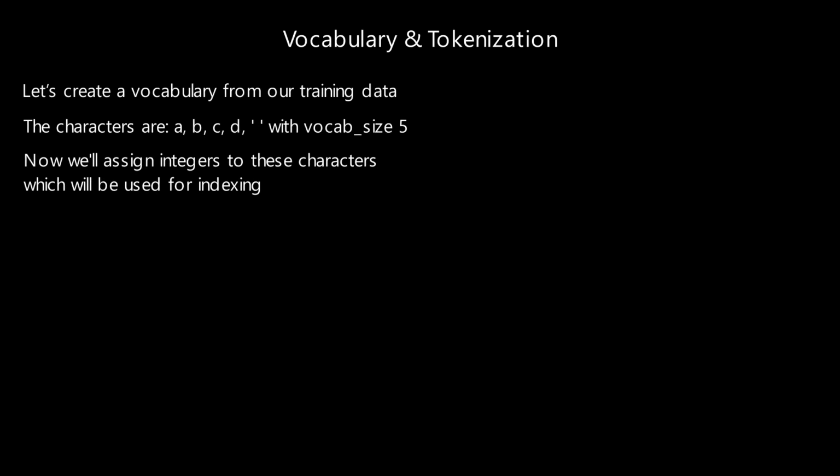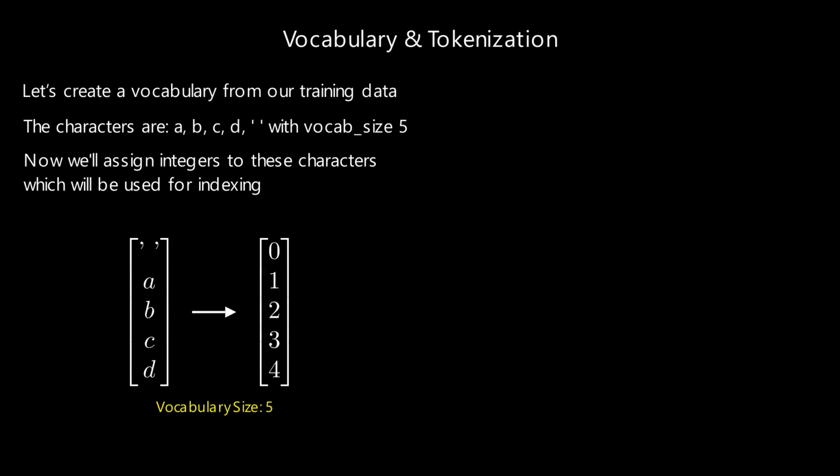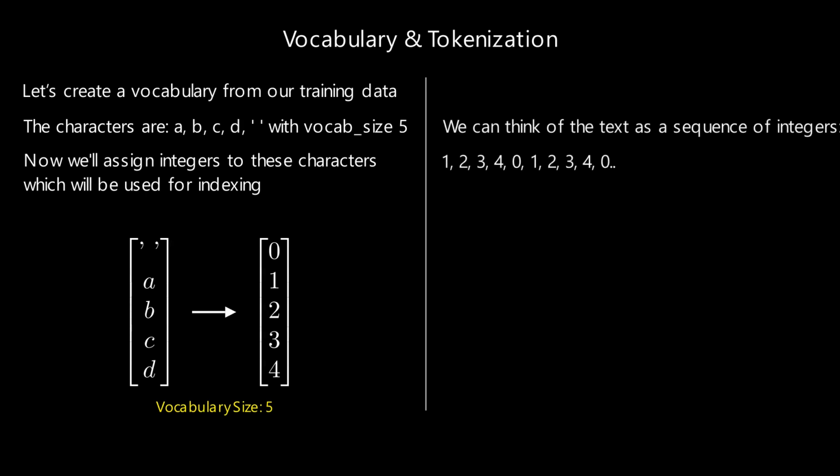From our training data, characters like A, B, C, D, and space, we first create a vocabulary. Computers don't understand these characters directly. Their world is made of numbers. So we assign an integer to each character, which will be used for indexing. Now, a text becomes a sequence of integers. Our task is to predict the next integer and then map it back to a character.